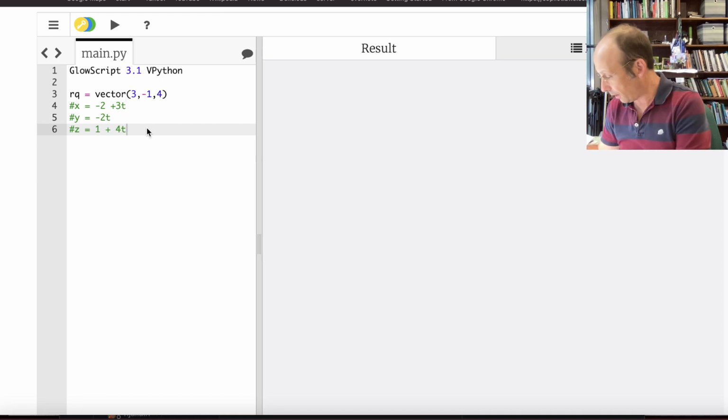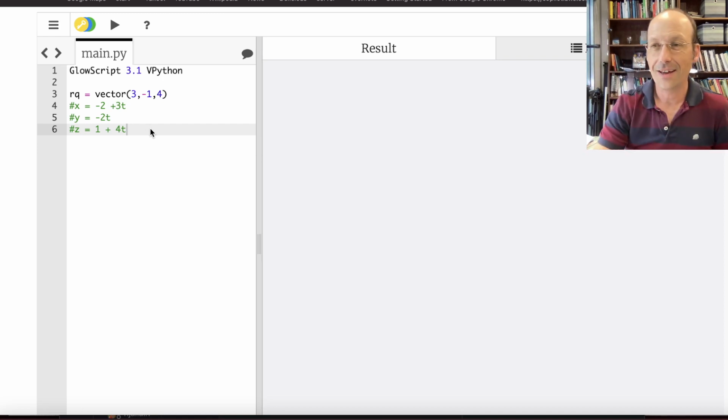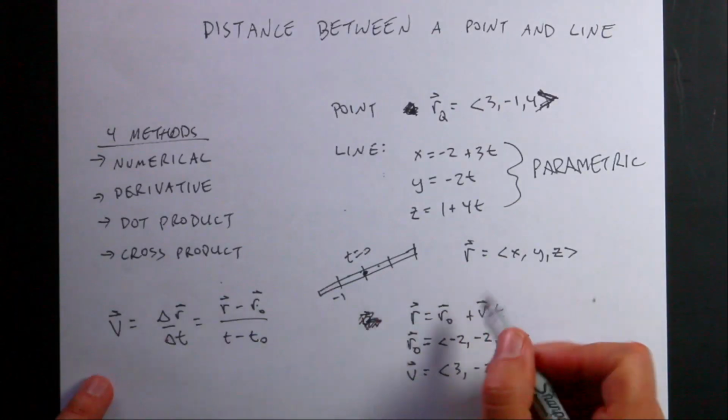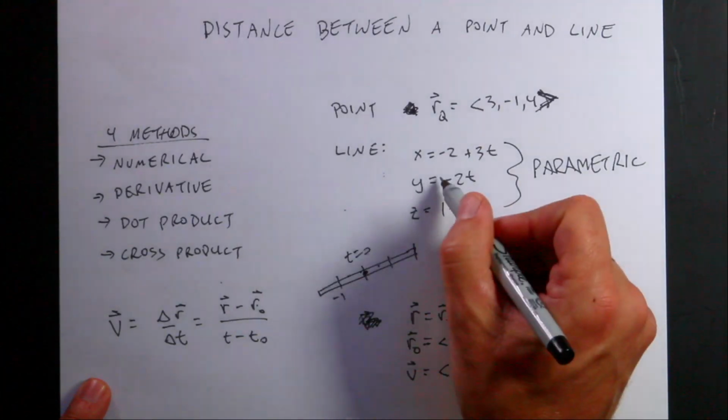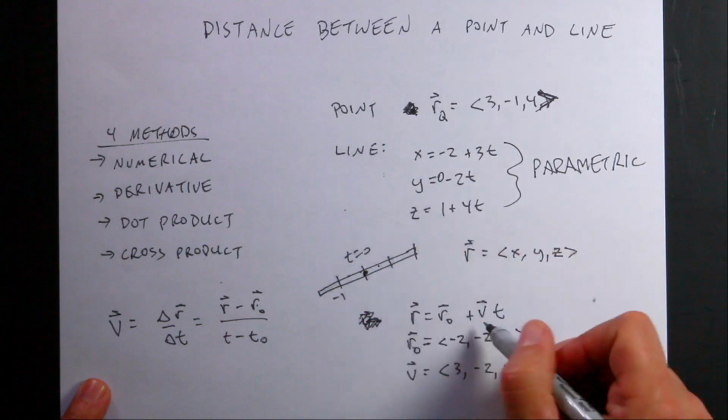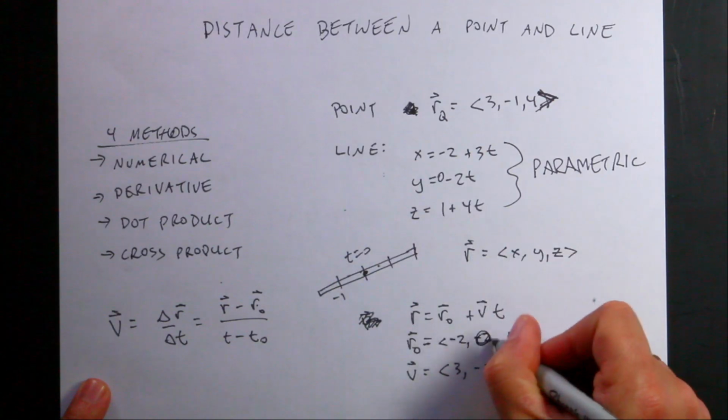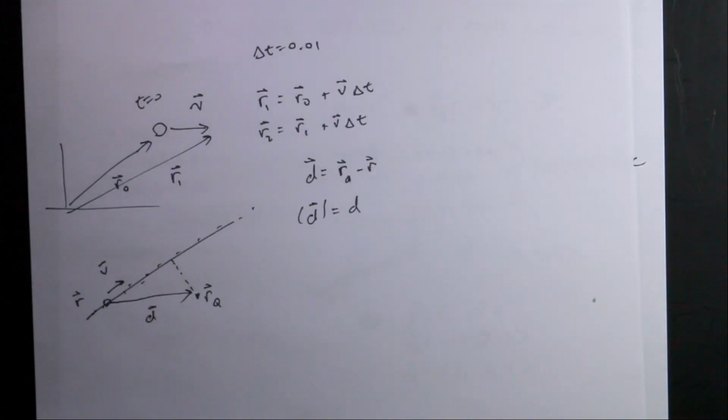R0 is not -2. Look, I made a mistake. R0 is 0, right? Because it's 0 minus 2t. So this is actually 0. Sorry about that. I'm glad I caught it, though, because that would have been embarrassing.